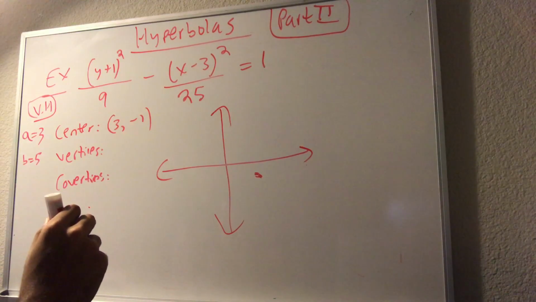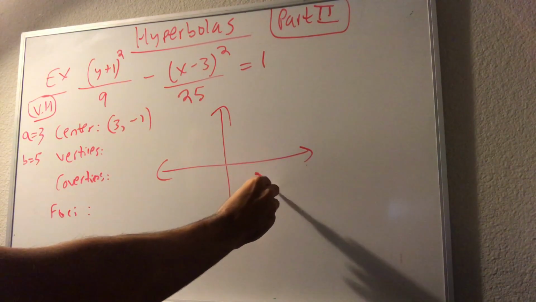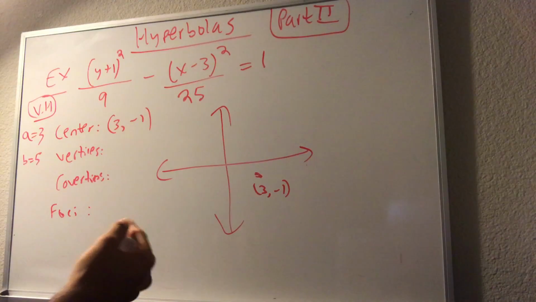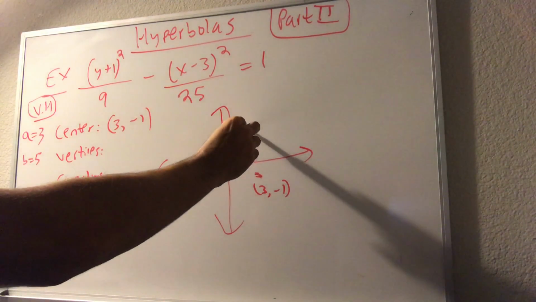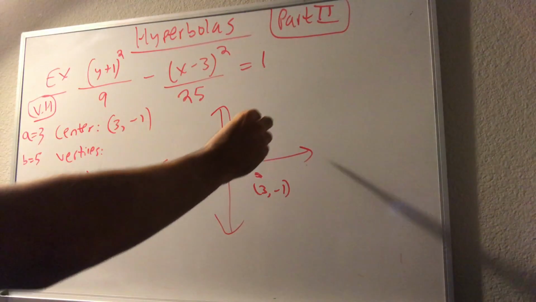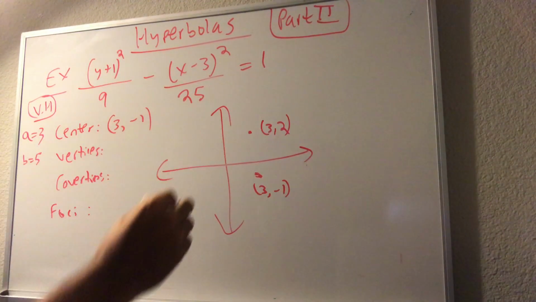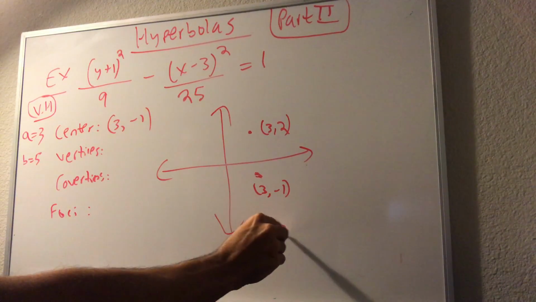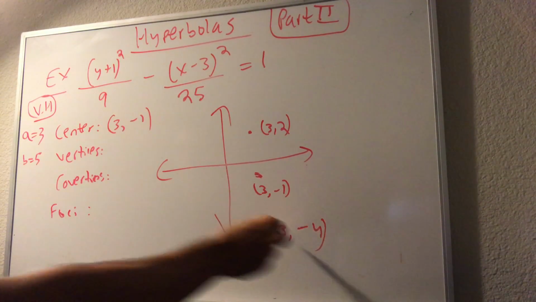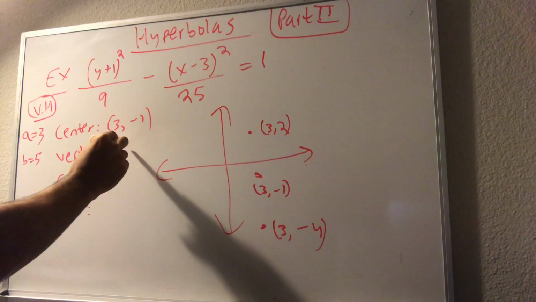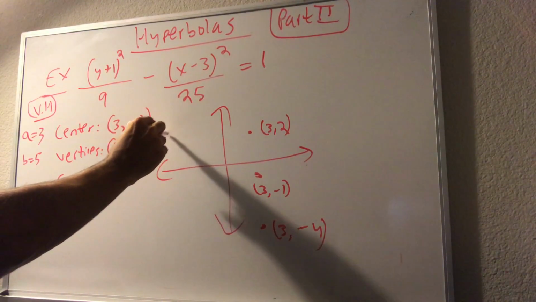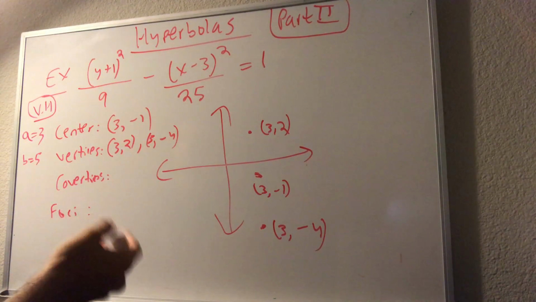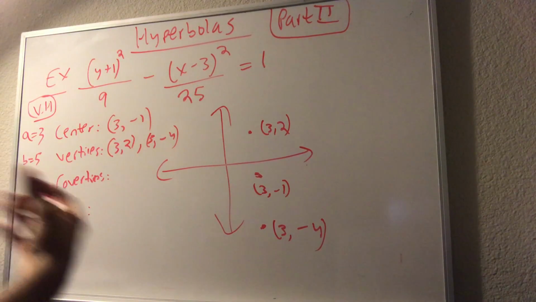So now when we find the vertices, we know the center is (3, negative 1). And we know a is 3, so we're going 3 units up, and that would be (3, 2). Similarly, we would be going 3 units below, and that would be (3, negative 4). Our vertices here are (3, 2) and (3, negative 4). Again, these are the vertices because it is a vertical hyperbola, so these are our primary vertices.